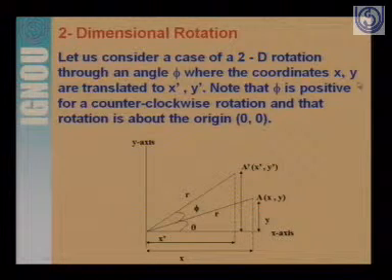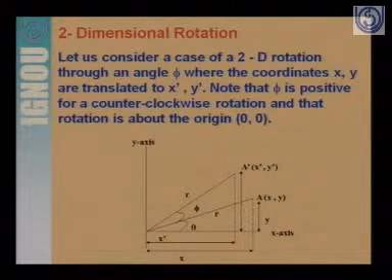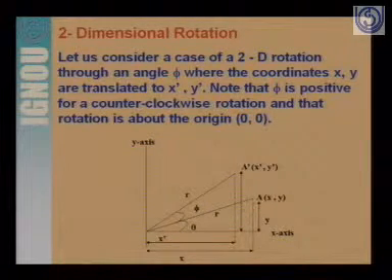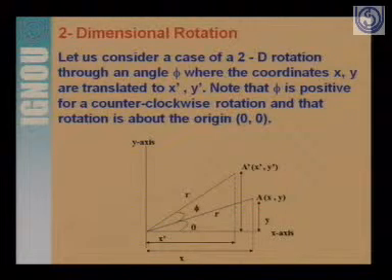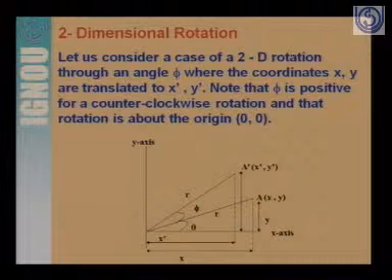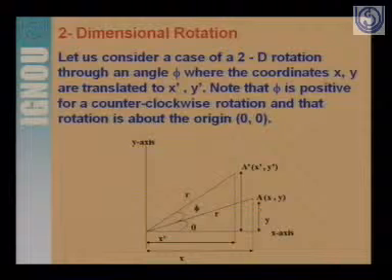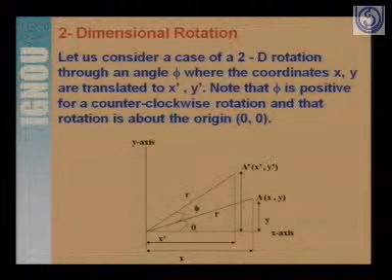Now you will see the relations between the coordinates for the original as well as the final for an individual point. Let us consider a case of 2D rotation through an angle phi, where the coordinates x, y are translated to x dashed, y dashed. So x dashed, y dashed are the new coordinates after rotating the line through an angle phi. Note that phi is positive for a counterclockwise rotation and that rotation is about the origin 0, 0. So here you see that rotation is about the origin, that is 0, 0.